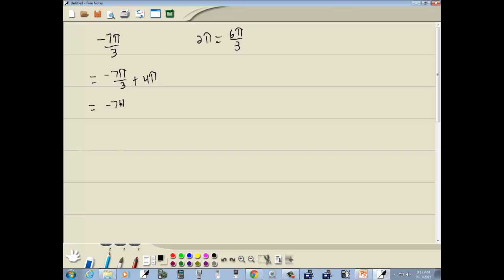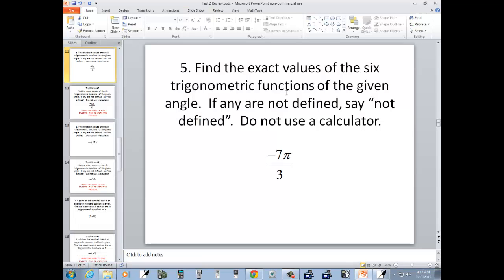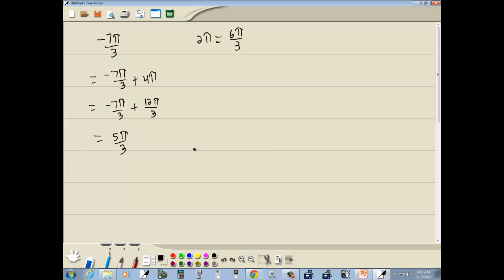So we're going to have negative 7 pi over 3 plus 12 pi over 3. Multiples of 6: 6, 12, 18, 24. And let's see, what's that give us? 5 pi over 3. Now after we get that, we want to find the exact values of the 6 trig functions.